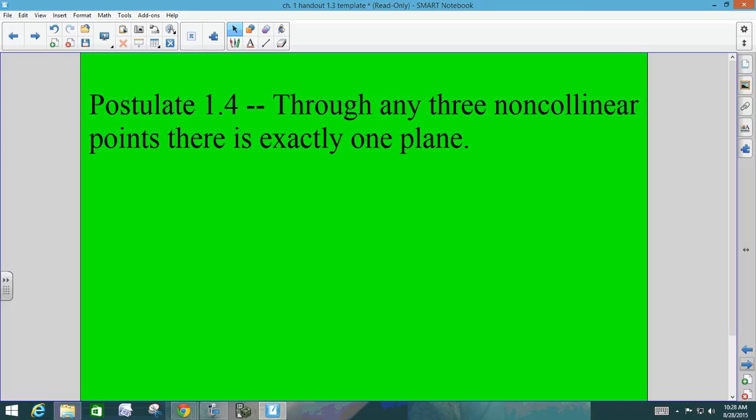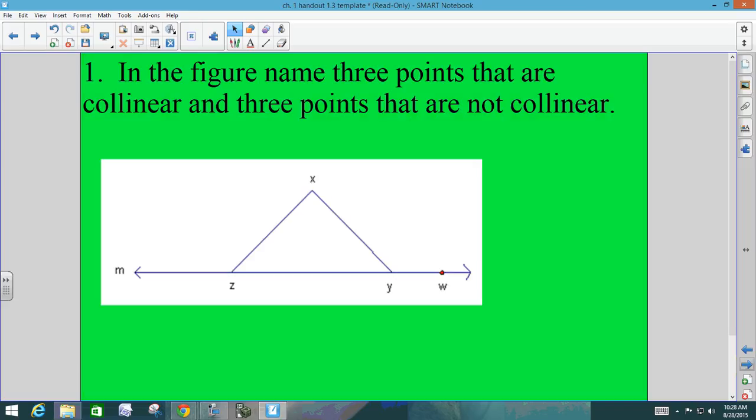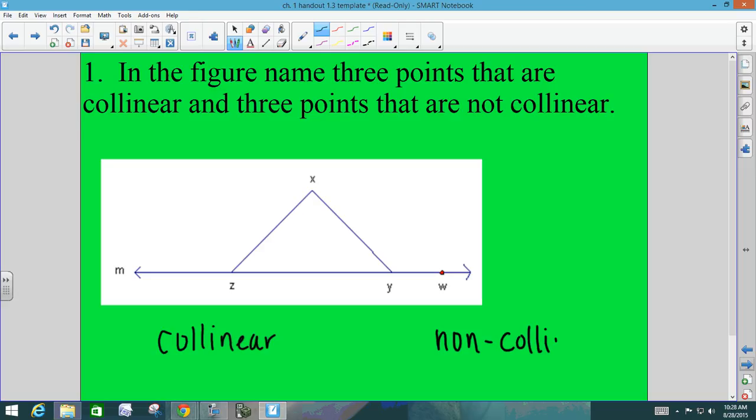You have to know those rules. Make sure you read through them. We're going to use them through the examples now. So we're going to go down to number 1. It says in the figure, name 3 points that are collinear and 3 points that are not collinear, or they're non-collinear. So we need 3 collinear points, and then you need to find 3 non-collinear points.